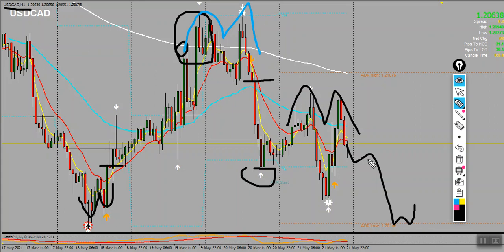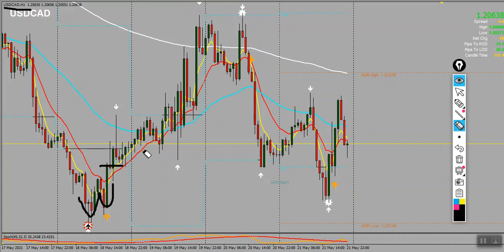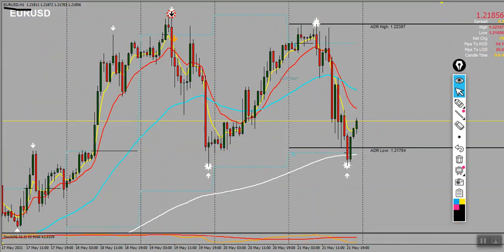Okay, moving on to our third pair, which is Euro USD. Okay, we had a nice M pattern there. Entry was given on the first leg. We had to suffer this drawdown and stop hunt, and then an entry point was given, right?